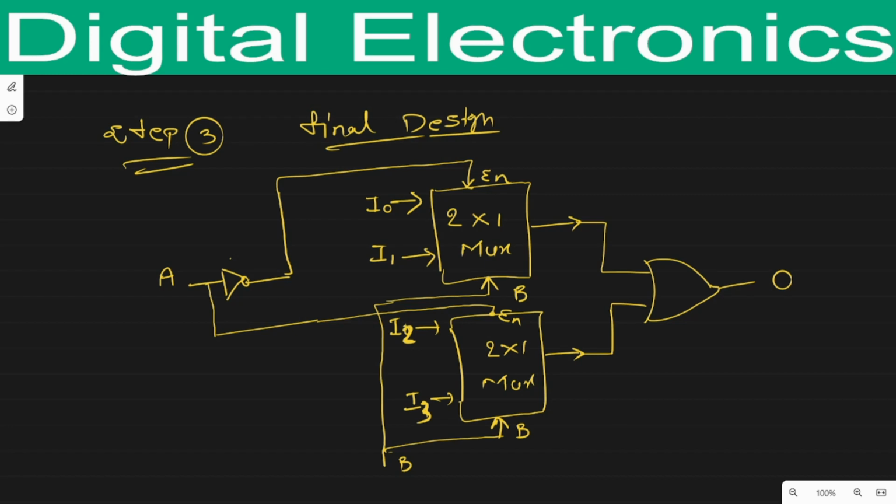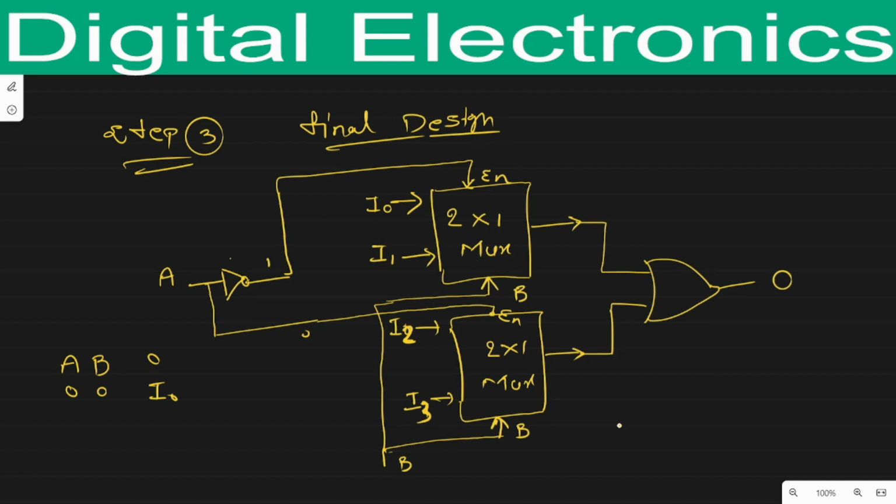Now how does it work? We know that when A and B equal 0 0, at that time O will be I0. Now look how it works. When A equals 0, because of this NOT gate, here we will get 1 and here we will get 0. So it will enable the upper multiplexer, but the lower multiplexer gets the enable pin as 0. That's why it will not be activated. Only the upper one will be activated because of this A.